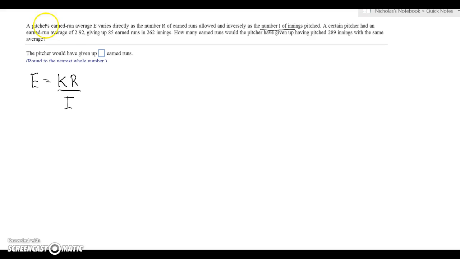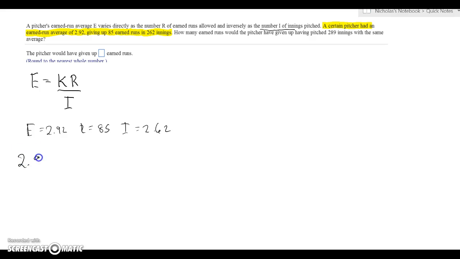So I'm going to read this one more time. It says a pitcher's earned run average, E, varies directly as R and inversely to I. And now when we take a look in here, we can see that it says a certain pitcher had an earned run average of 2.92, that's our E, giving up 85 runs, that's R, and 262 innings, that's I. So we know that E equals 2.92, R is equal to 85, and I is equal to 262. So now we're going to plug those numbers in to find K. That's kind of our first step in all of these.